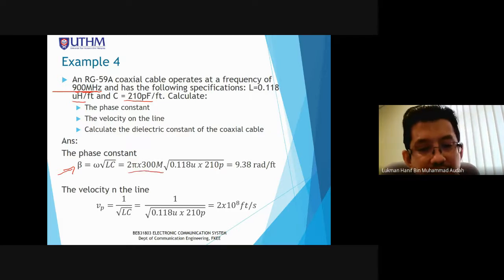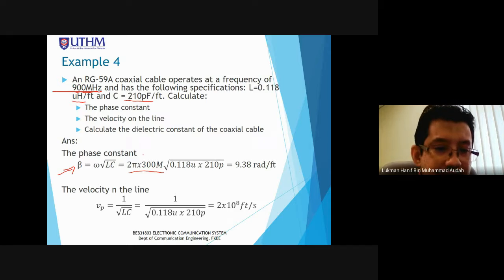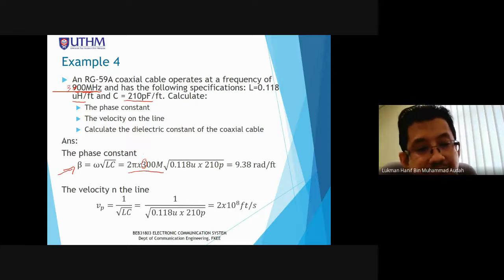Okay, 2 pi F. Ini ada kesilapan ni, sepatutnya 300. So ini tidak betulkan soalan kita betulkan soalan, sepatutnya 300 lah. Okay. Ini ada kesilapan dalam example ini, dia sepatutnya sama dengan soalan. So kalau di sini 300, sepatutnya soalan sini adalah 300. Okay, this is a typo error di sini. Okay, and multiplied with square root of 0.118 micro multiplied with 210 pico.